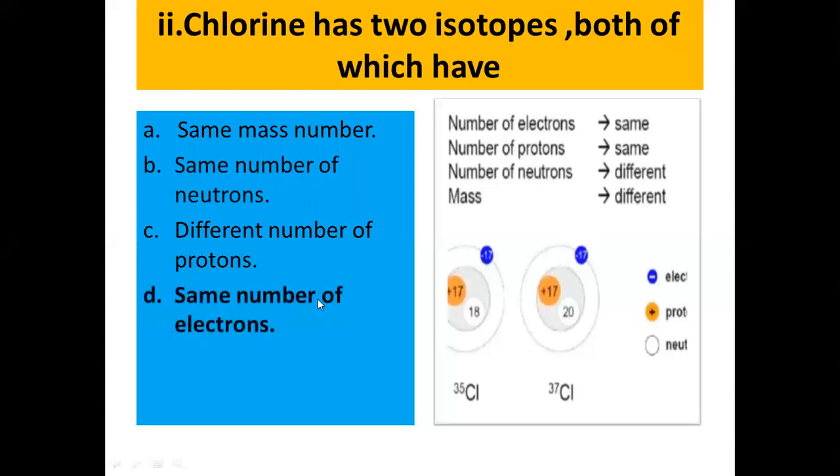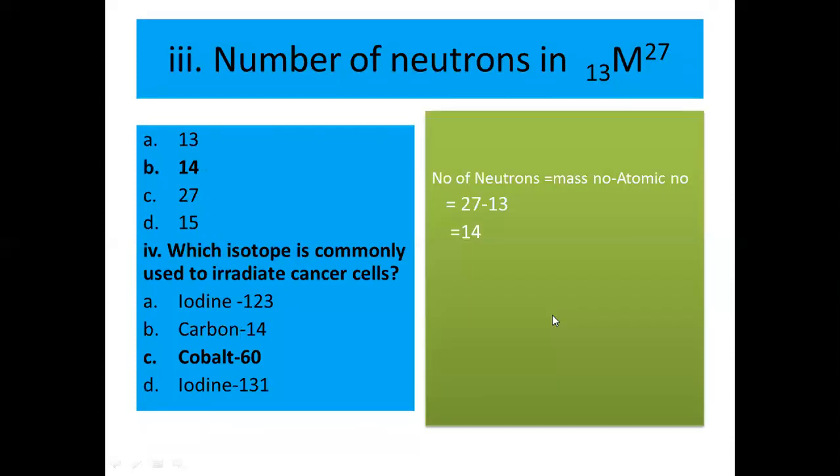D option, same number of electrons. Yes, this is the correct option. 17 protons and 17 electrons. 17 protons and 17 electrons. Electrons are same in both cases. So D is the correct option.